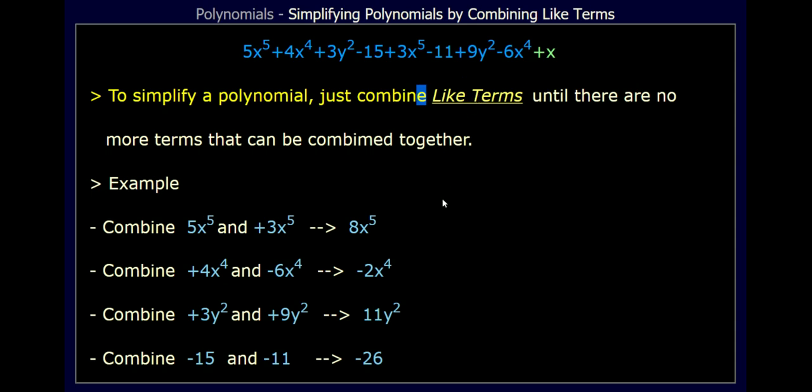So now I combine all the simplifications together. So there's my x to the fifth, 2 to the fourth, 11y squared, there's to 26. And don't forget to include this guy. Put the x in there. He didn't disappear. He's still there, okay?